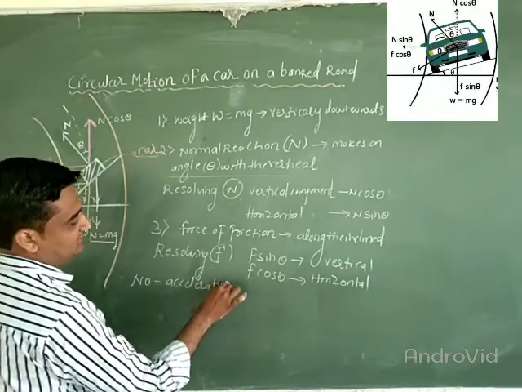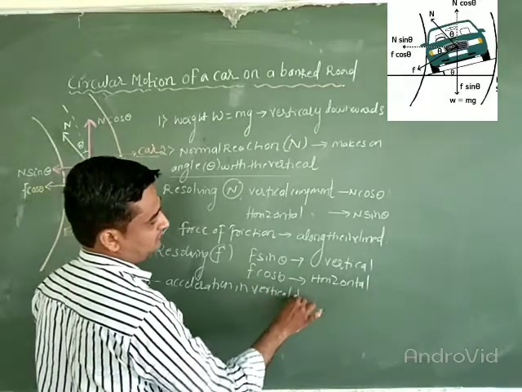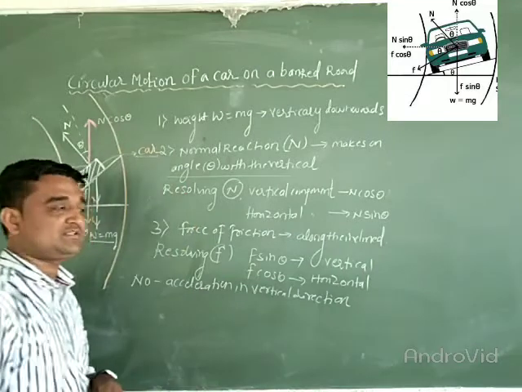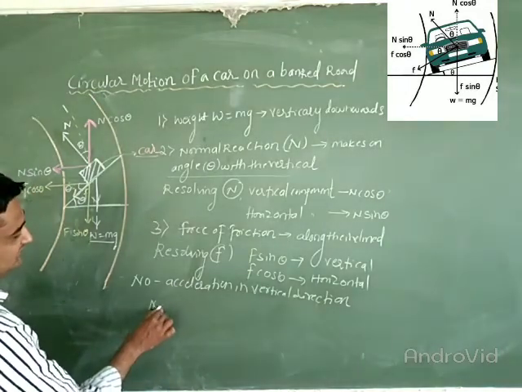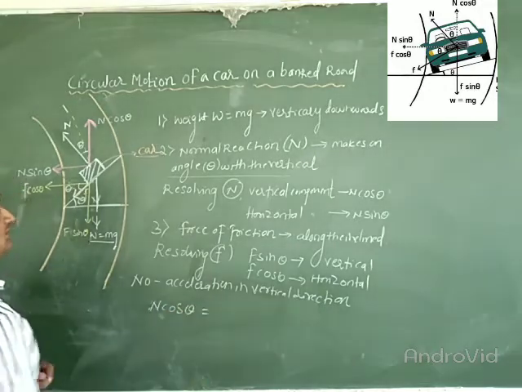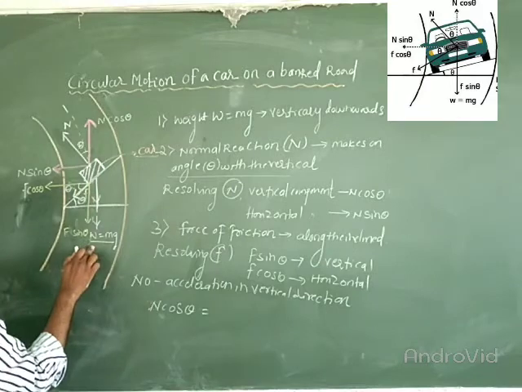No acceleration in vertical direction. Therefore, the net force in vertical direction is 0. Therefore, what we can write here is N cos theta in the upward direction, and downward is what?